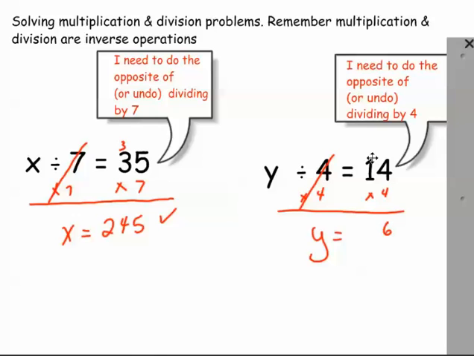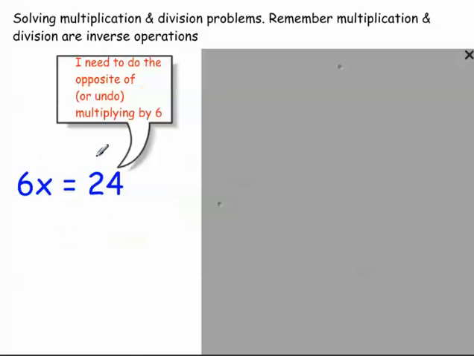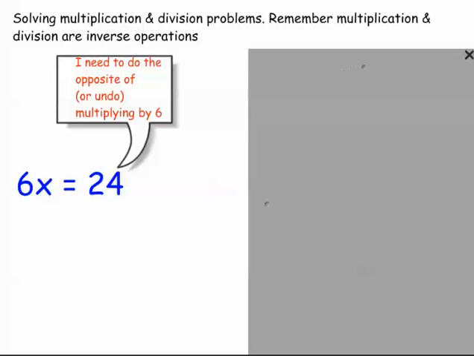That's 16, carry my 1, 56. So 56 divided by 4, yep, it's going to give me 14. So this is a correct solution. Okay? All right, let's move to multiplying. Multiplying is pretty much the easiest one.